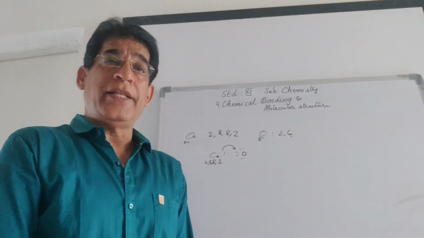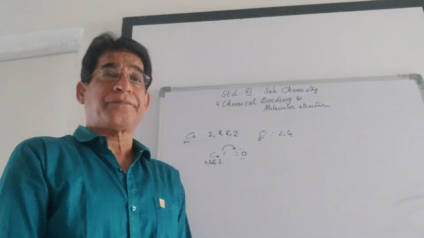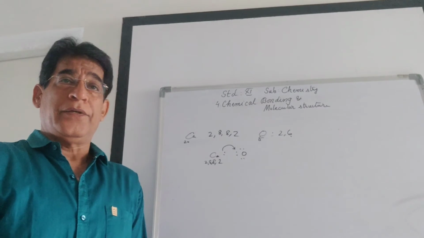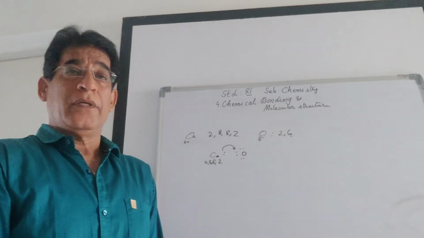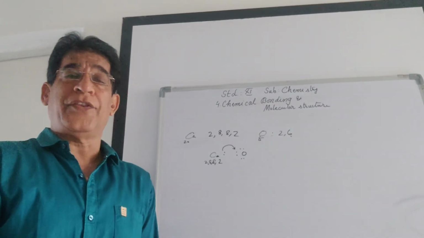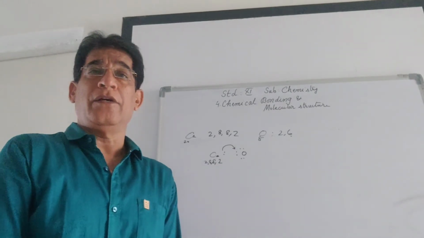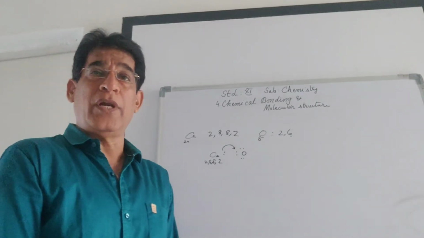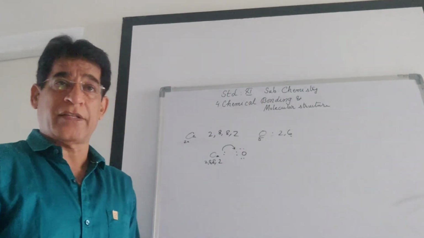Now, another question. Use molecular orbital theory to explain why the Be2 molecule does not exist.